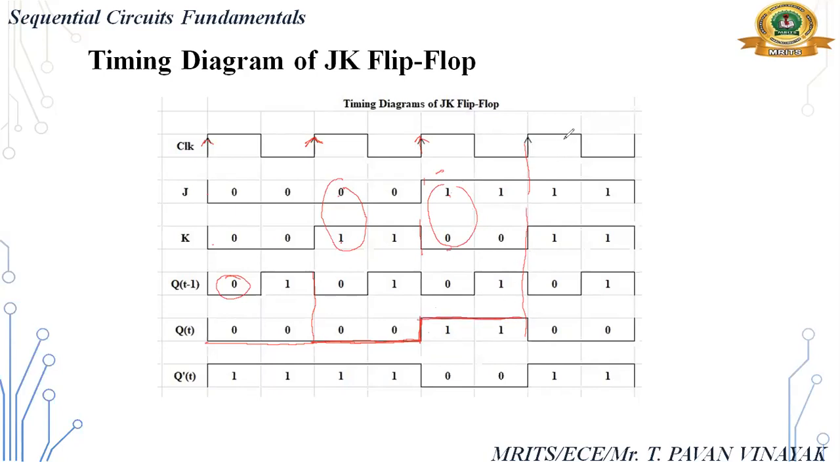Now the next clock pulse has arrived. 1 1. 1 1 means it is the toggle state, so it is the complement of the previous state. Don't consider this one, you have to consider this one. What is the previous state now? 1. So you have to perform the complement of 1, so it is 0.